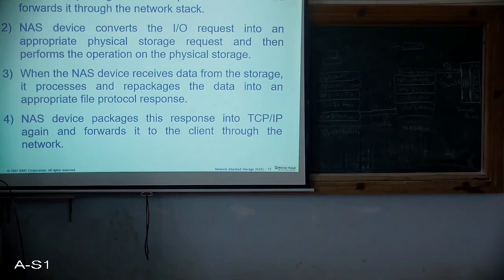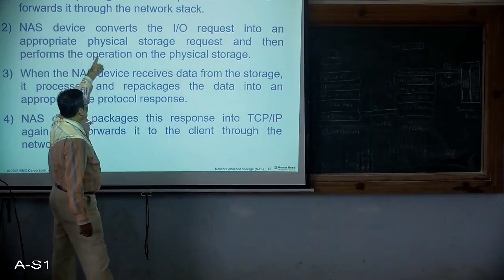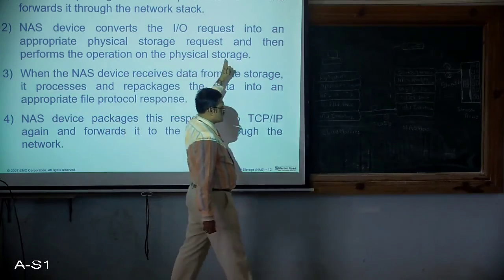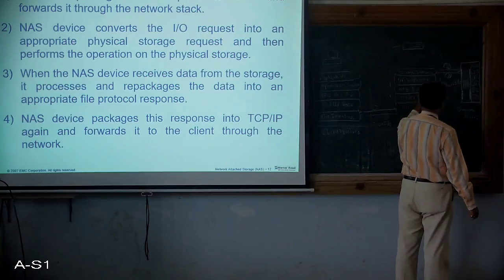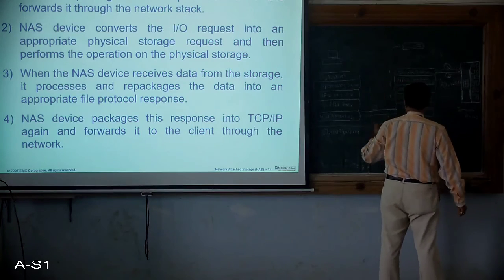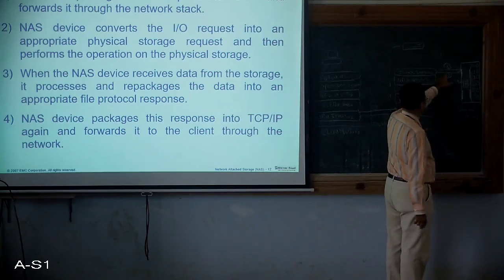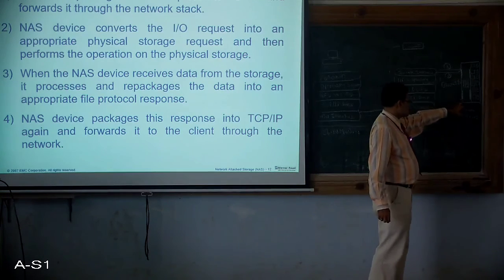The NAS device converts this IO request into an appropriate physical storage request, which is a block level IO. Converting this to a physical request means physically sending a request to this particular storage array to fetch that particular file or data. So this is the second step, sending that physical request to the storage array.